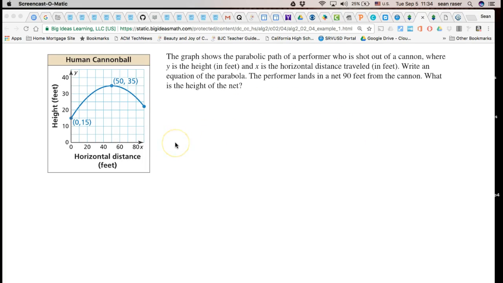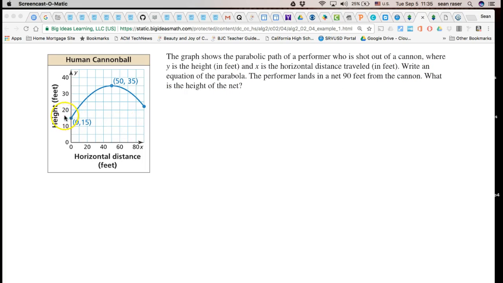If something is shot out or hit, it starts at whatever height it's at, and it travels up and up and up until it reaches its maximum point, and then it starts coming down. That's a parabola shape, so we can use quadratics to model the height and the distance that object travels. So first thing we want to do is write an equation of the parabola. Let's focus on that first. We'll figure out the second part of the question after.